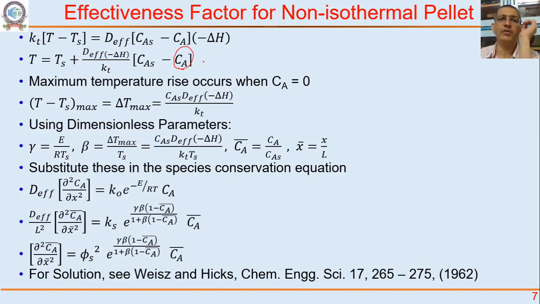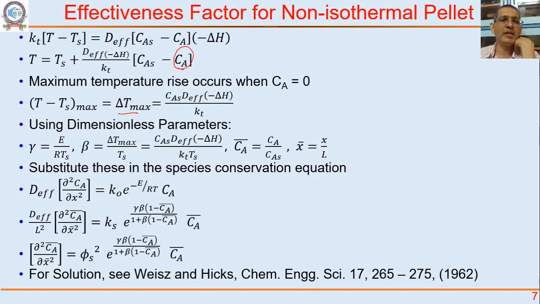When we had defined it in lecture 2, lecture 3, lecture 4, delta T max would be CAS, effective diffusivity, delta H by KT. In that earlier case, it was CA entry, delta H, rho Cp. Now it is conduction and diffusion. That's why it is D effective and KT.